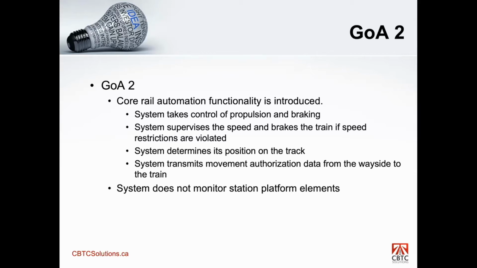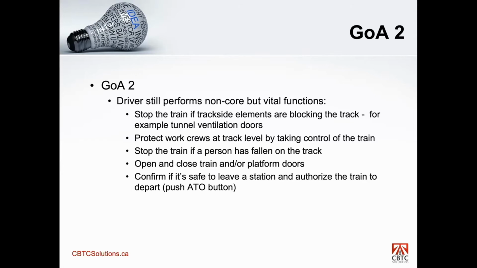These are your basic functions that are needed in order for the train to move on its own without a driver. So it's a very basic automated system. The system does not monitor station platform elements. And what you'll see is that when you move from GoA 2, 3, and 4, the majority of the functions are related to adding more capabilities at the station in terms of monitoring the doors, closing the doors, et cetera. And we'll get into that in a little bit. But the point of GoA 2 here is that you're introducing your most basic automation functionality.